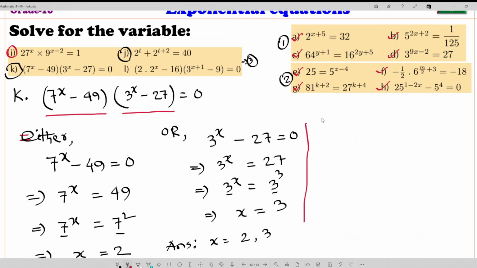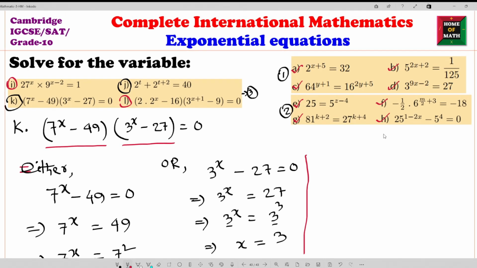Okay, so after completing this math we have to finish this video. So in this chapter, exponential equations, we have already completed 12 maths. All the maths you will get in the playlist, and in the description box you will get the previous two videos.